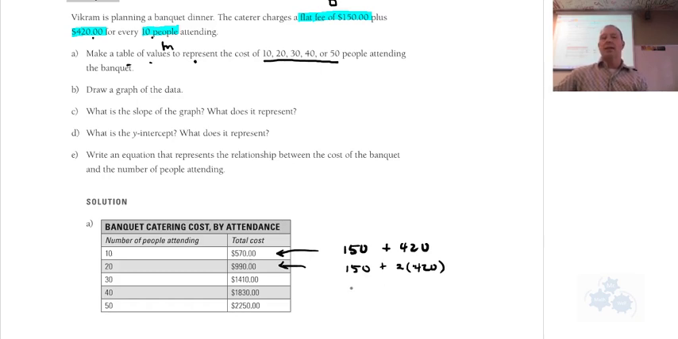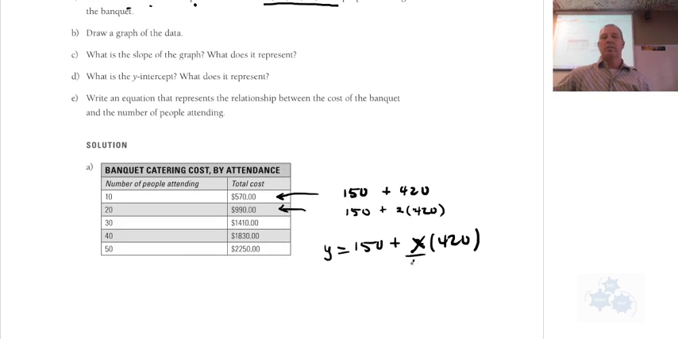And the reason why I'm doing that is because look at what this looks like. Y equals 150 plus however many groups of 10 people times 420. Doesn't that look like an equation there? It does. Y equals 150 plus x times 420. That's x per 10 people. Or y equals 420 per 10 people, a slope of 42, times the number of groups of 10 plus 150.